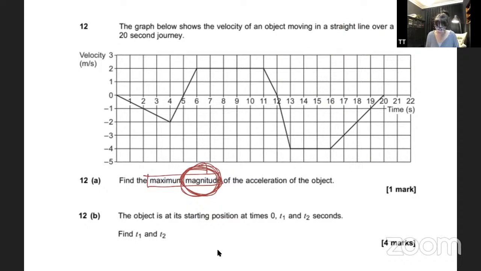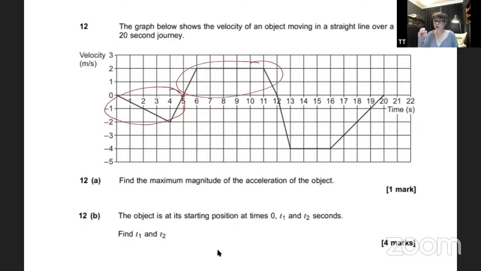Okay, so hopefully you've got an answer to that one. The object is at its starting position at times 0, t1 and t2. Find t1 and t2. So we know it goes left, then stops, then goes right.